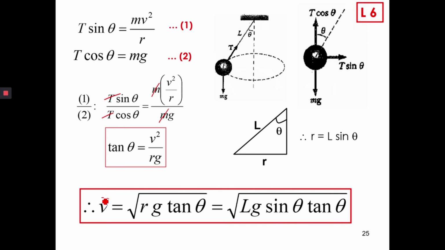So how to calculate your velocity in circular motion for the pendulum case? V equals the square root of rg tan theta. Or you have one more formula, the square root of Lg sin theta tan theta, depending on the information that you have.